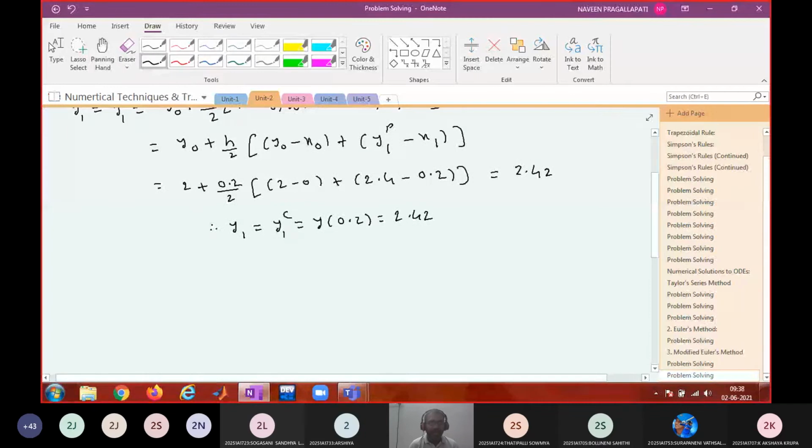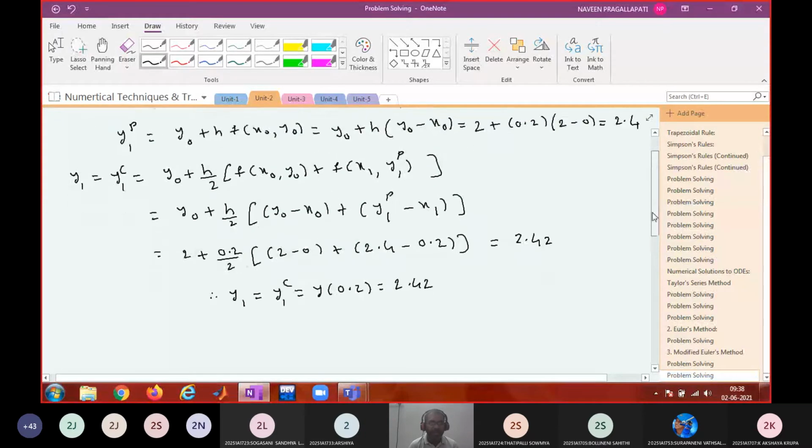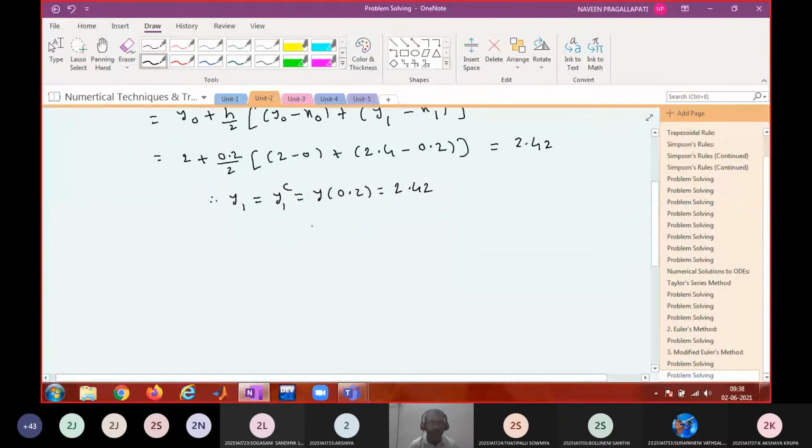So now next, we are doing this only one time, applying the corrector formula only one time. So we will be finding y of 0.4. y of 0.4 is nothing but y of x2. So for that, apply the predictor formula. So y2 predictor is equal to y1 plus h into f of x1 comma y1.